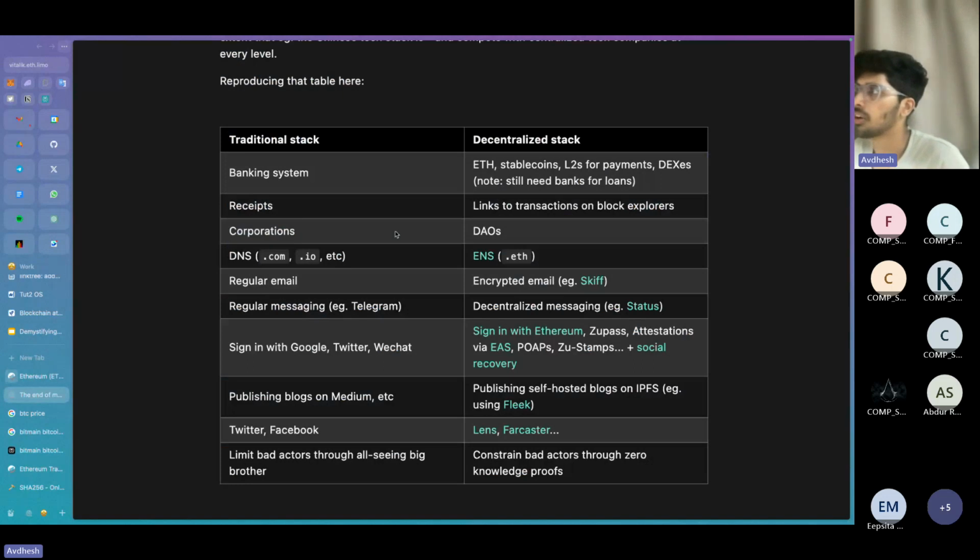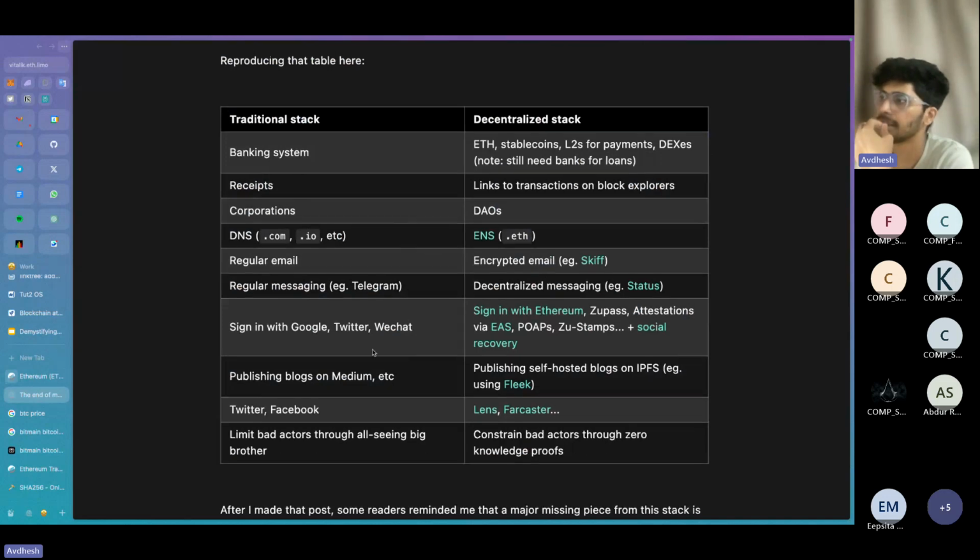The corporations are called DAOs, which you can explore yourself, which stands for decentralized autonomous organizations. And apart from that, the DNS that I mentioned, the .com and .io, is replaced by .eth on a decentralized stack. The regular email has been converted to encrypted email, and the regular messaging app has also been converted into a decentralized stack. And yeah, I think that's pretty much it.